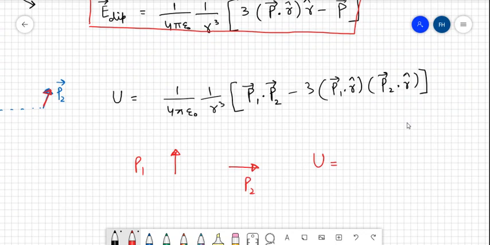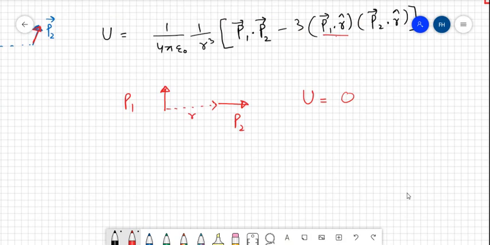U equals, p1 dot p2 will be 0, because the dot product of two mutually perpendicular vectors will be 0. Similarly, p1 dot r, where r is like this, will be 0, so this is the zero energy configuration. And if we have a configuration like this, suppose this is our configuration of p1 and p2, that is, they are aligned in the same direction.